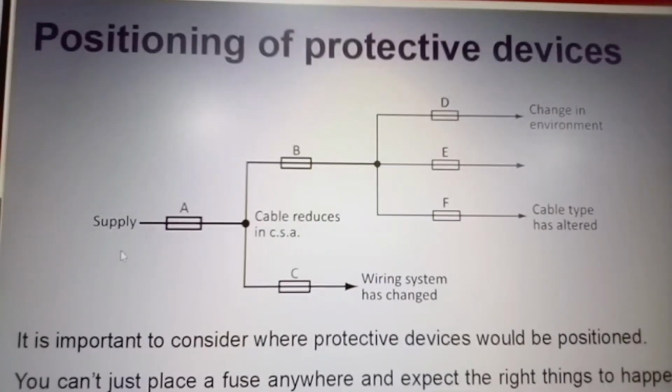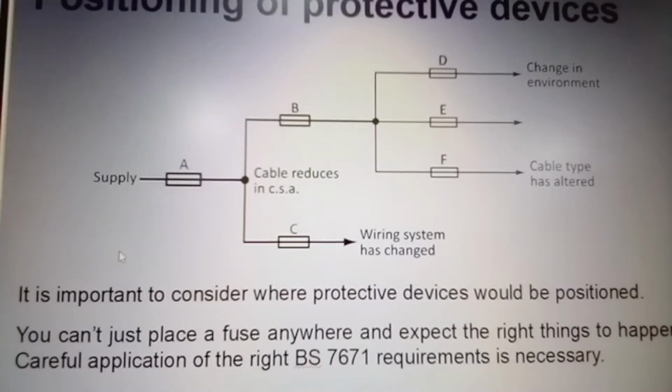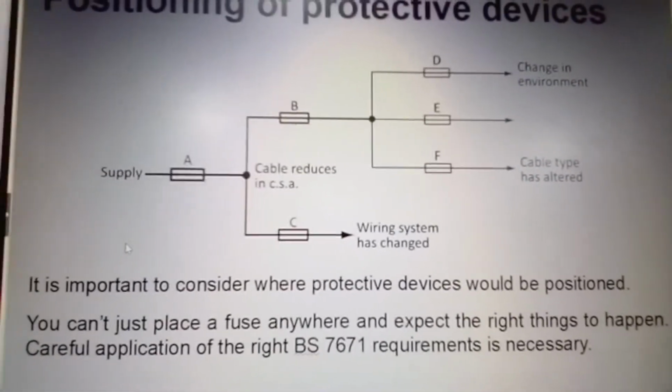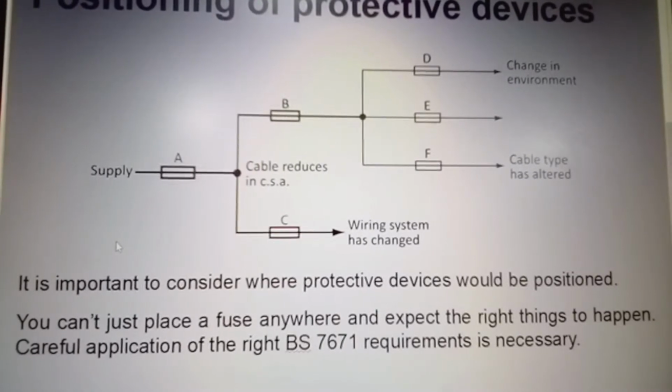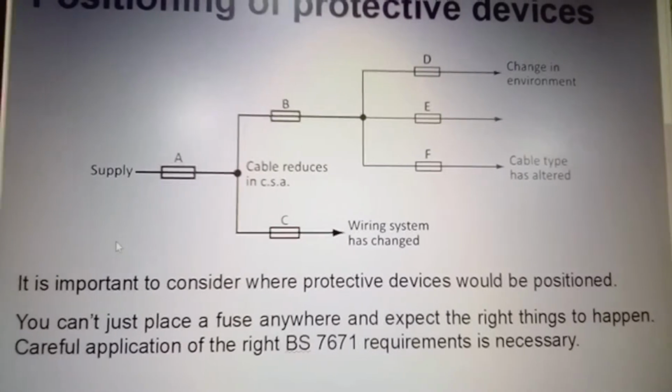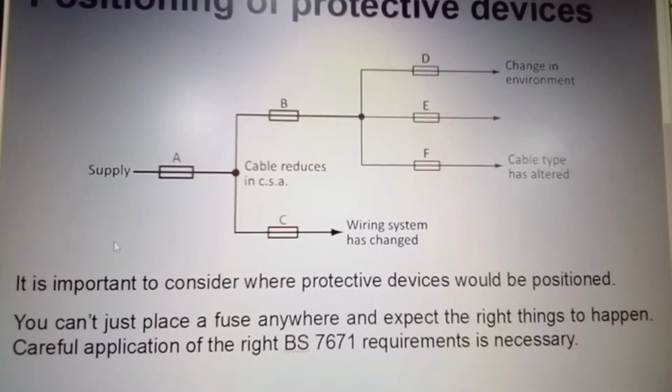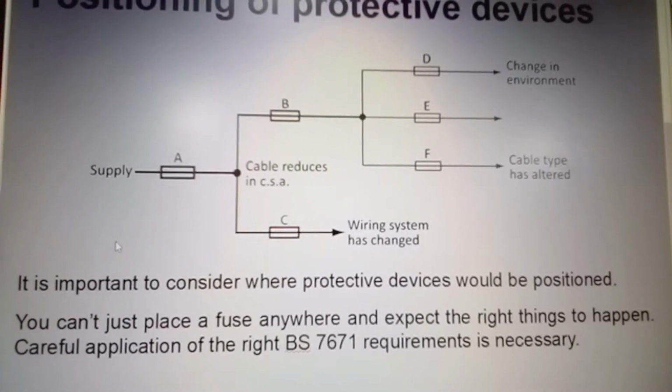I'll go back up now so that we can continue with that. Now what this means is it is important to consider where protective devices would be positioned. You can't just place a fuse anywhere and expect the right things to happen. Careful application of the right BS 7671 requirement is necessary.